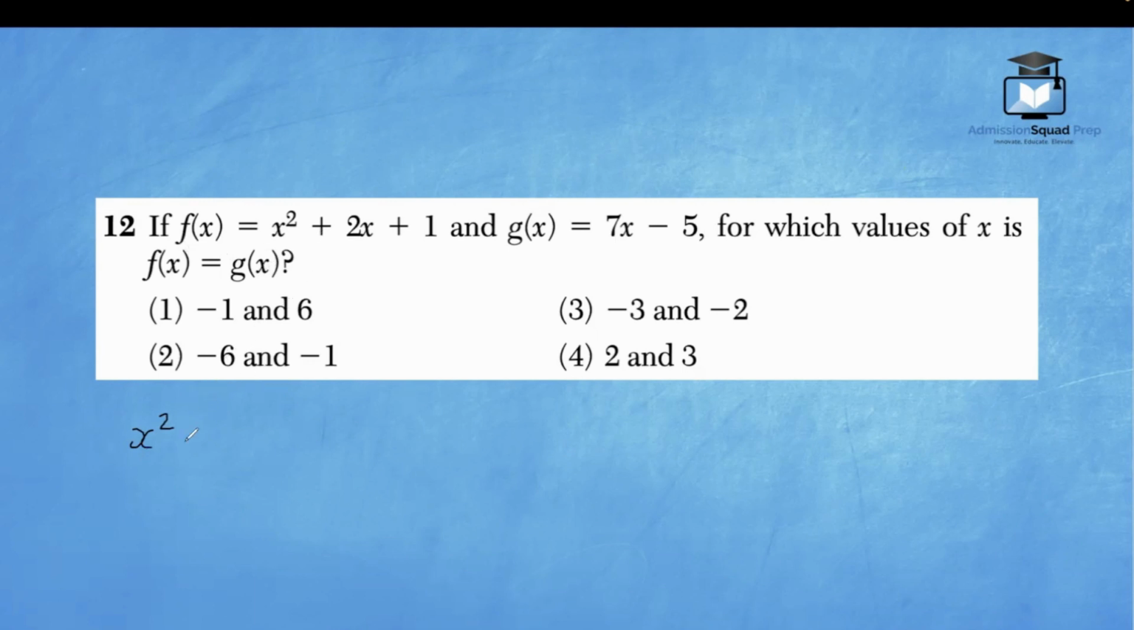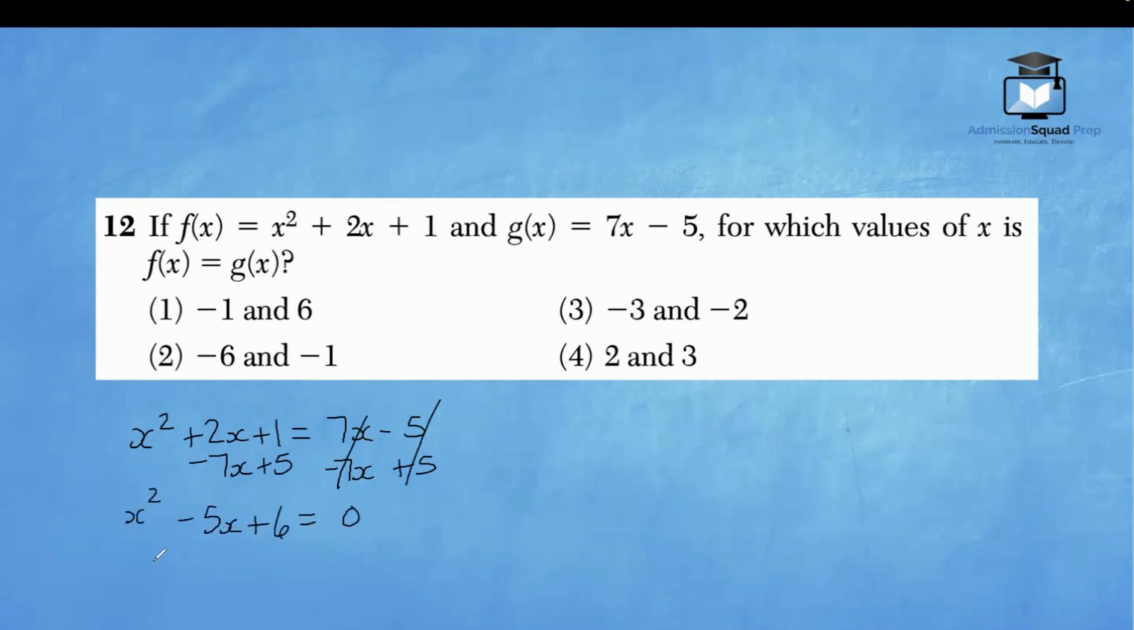Let's do it. So x squared plus 2x plus 1 equals 7x minus 5. Because we have the x squared term here, we know that this is a quadratic function, and the best way to solve a quadratic function is to get all of the terms on one side. So I'm going to subtract 7x, and I'm going to add 5. On the right-hand side, these terms are going to cancel out, and now we have x squared minus 5x plus 6. Now let's go ahead and factor.